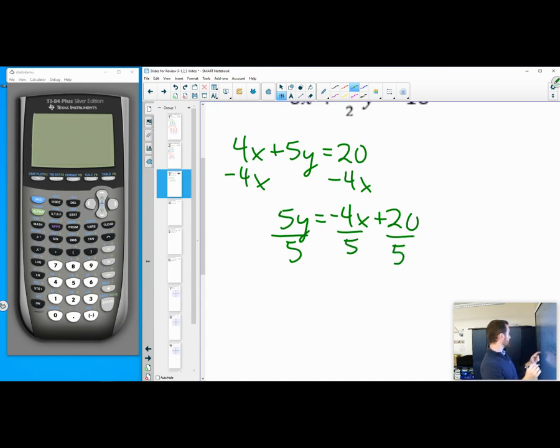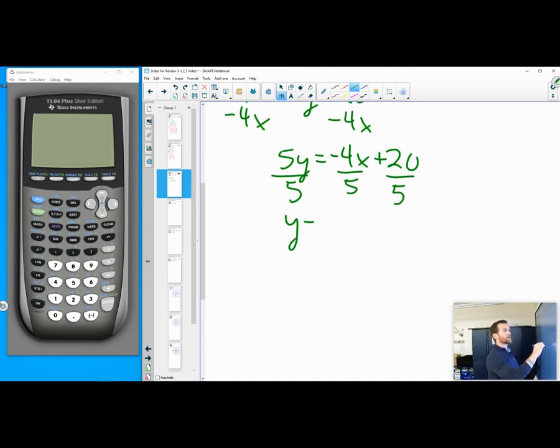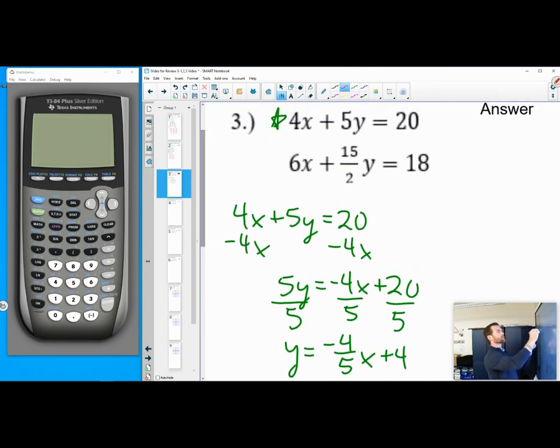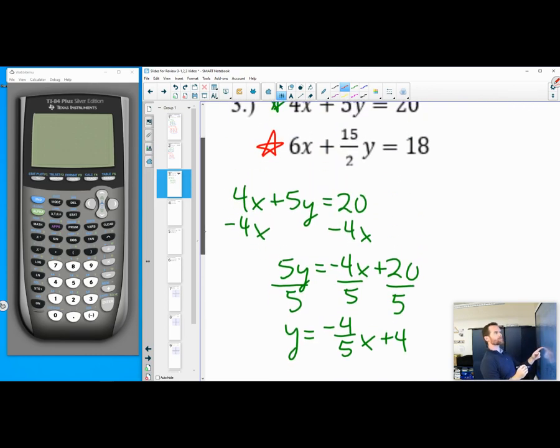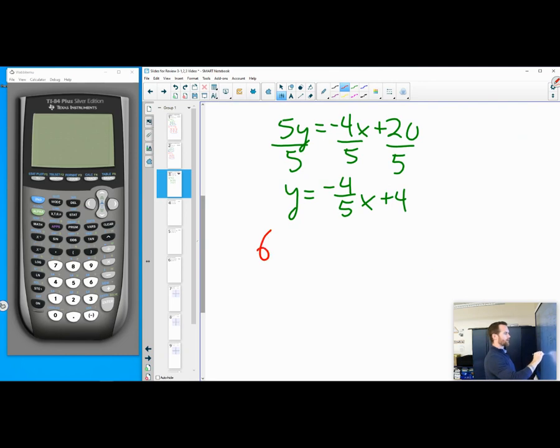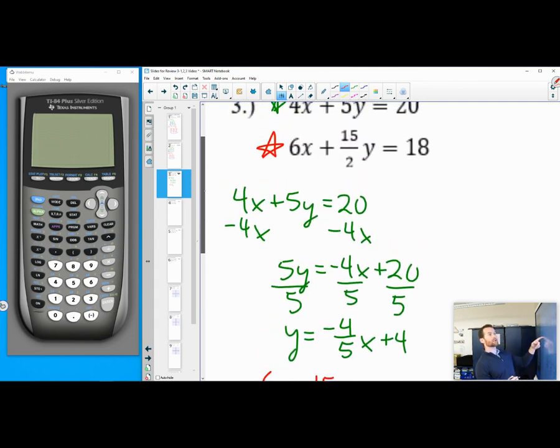Everything on the right gets divided by 5. We end up with y equals, we'll leave that as a fraction, negative 4 over 5x plus 4. All right, now we've got to do the red, which is this one right here. Let's see, it's 6x plus 15 over 2y. Let's write that one first. 6x plus 15 over 2y equals, I forget the number, equals 18.